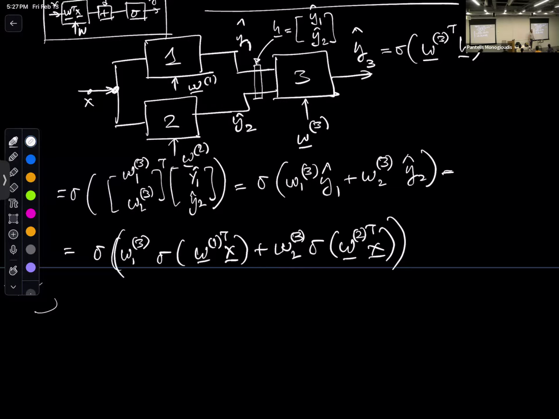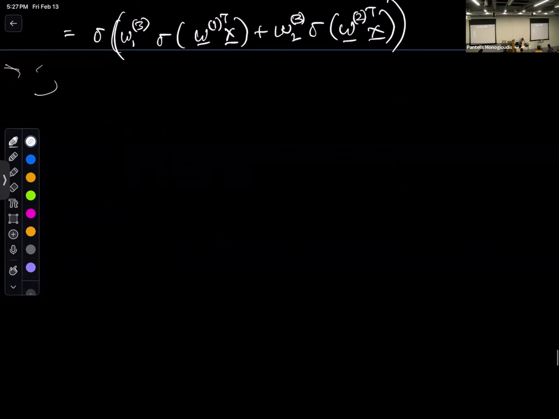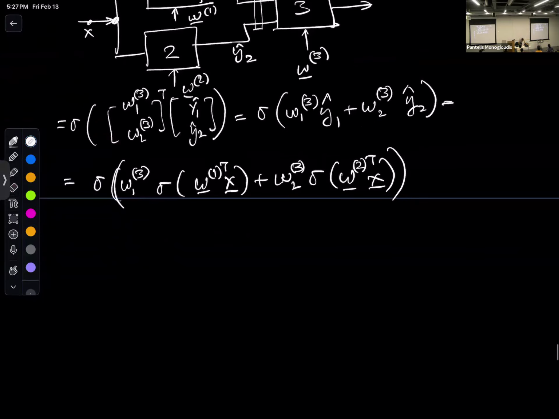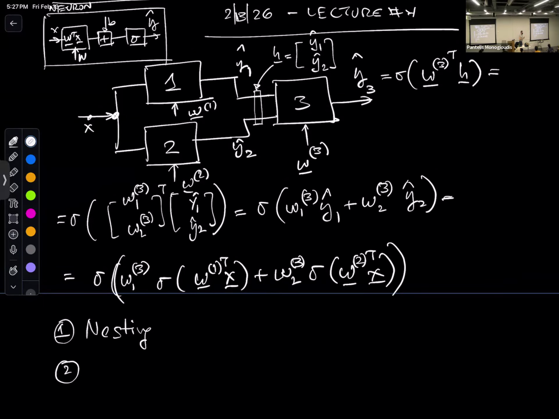So why is this more complicated? Well, than the single neuron we had before, because the single neuron had just one nonlinearity. Here we see nesting. So number one, we have nesting. We have sigmoid of another sigmoid of whatever, right? So the first observation is that we have nesting. Our hypothesis has some structure, in other words, it's a nested sort of structure.